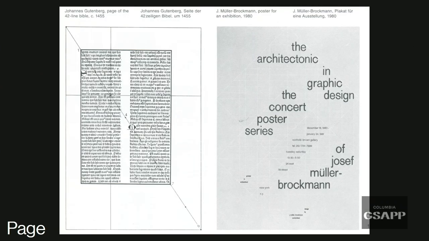And then moving down into the page, back in terms of our book, on the left is a page from Gutenberg's Bible in 1455. And on the right, from 1980, a poster by Joseph Mueller Brockman that is an askewed grid, but it still is present. I'm not sure if you can see the faint white lines there, but what appears to be a very fluid and dynamic poster is actually really hyperstructural underneath.